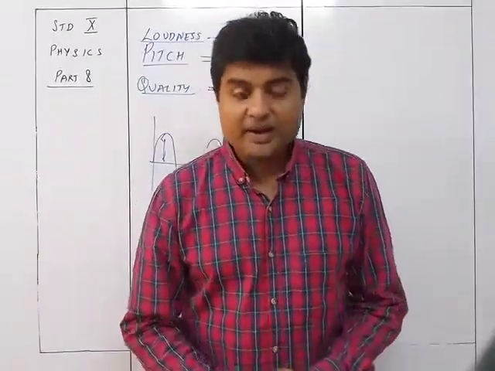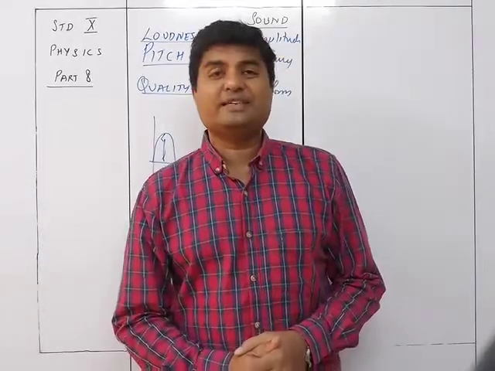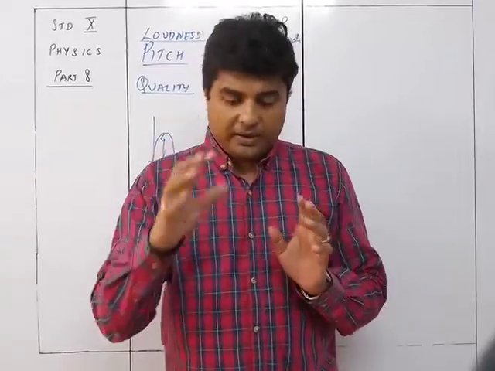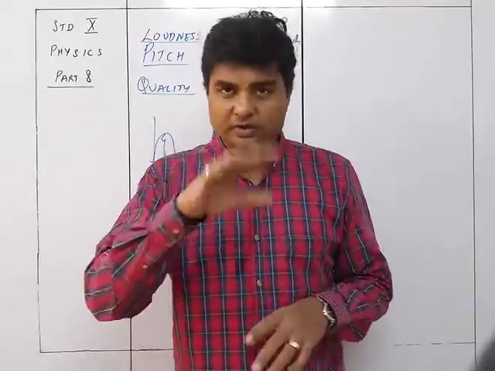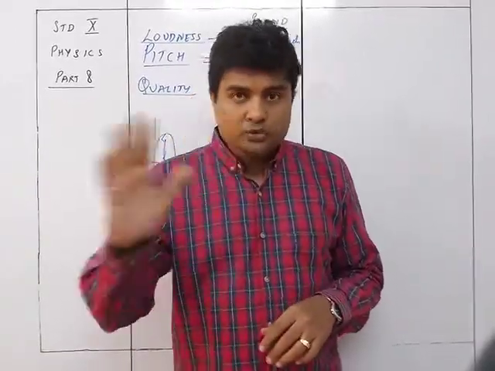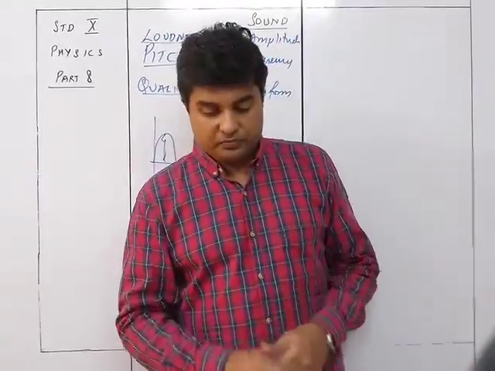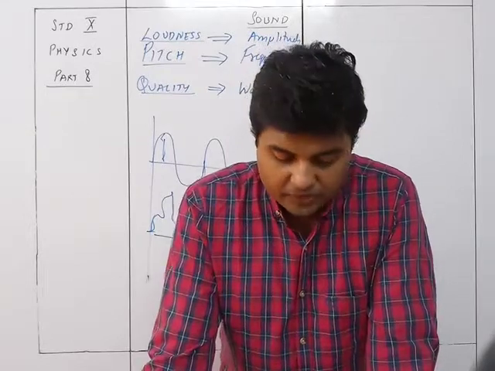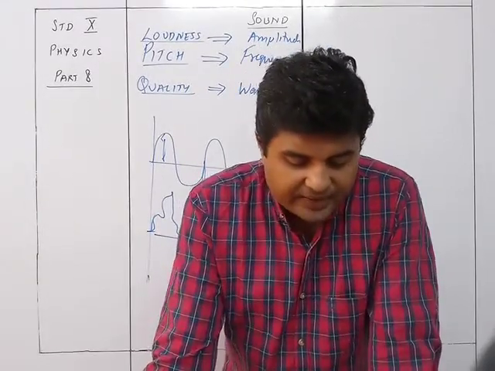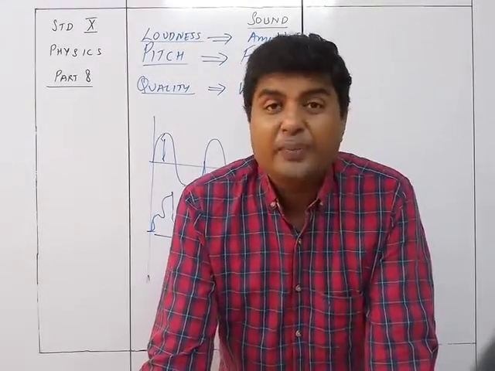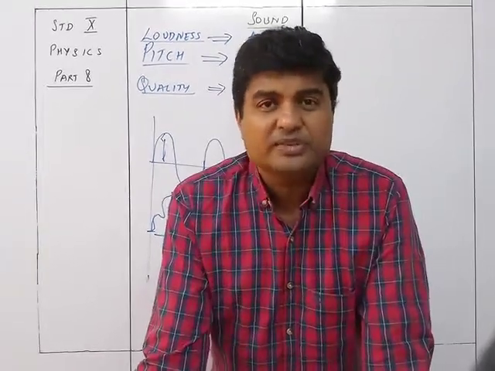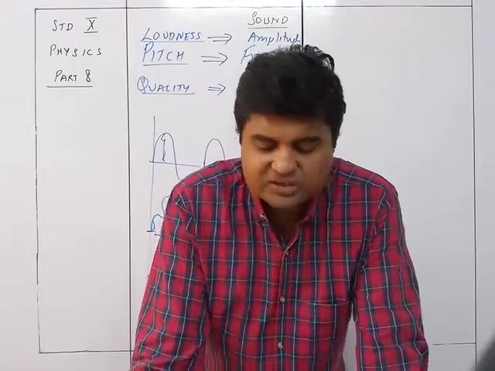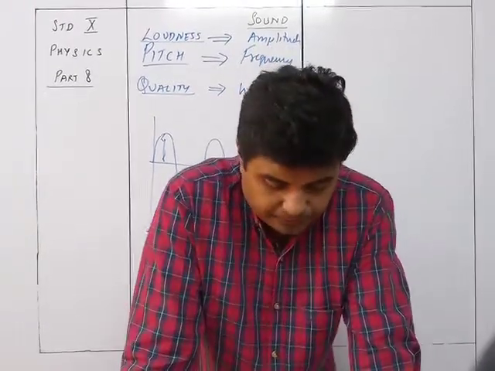So we can easily differentiate between music and noise. Music is regular, smooth and pleasant to the ears. The waveform should be regular, smooth and pleasant to the ear. Whereas noise is harsh, discordant and unpleasant to the ears. Music is produced by periodic vibrations. Whereas noise is produced by an irregular succession of disturbances.